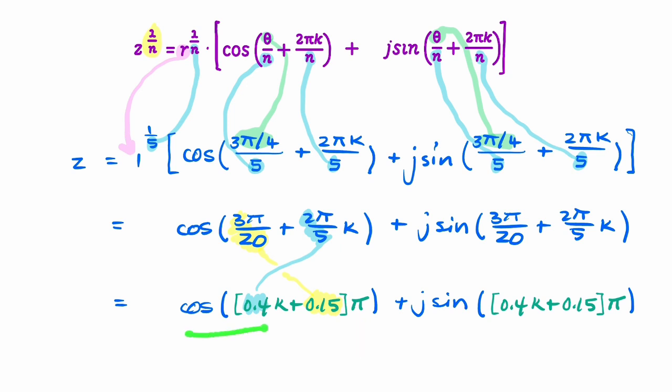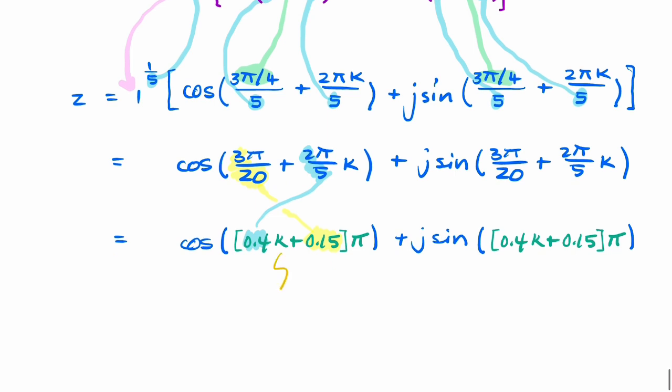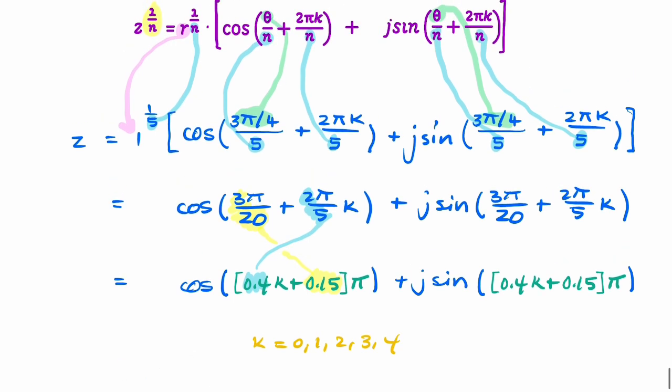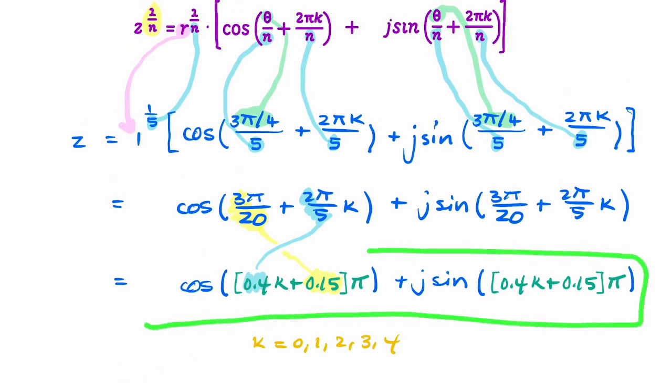So if the question is asking for it in this form, it could be that the k needs to be represented using an n or an m. It doesn't matter. So this is the general form, and you would then substitute k equals 0, 1, 2, 3, and 4 to find your value of the roots z1 to z5. And this would be your general or your final answer.